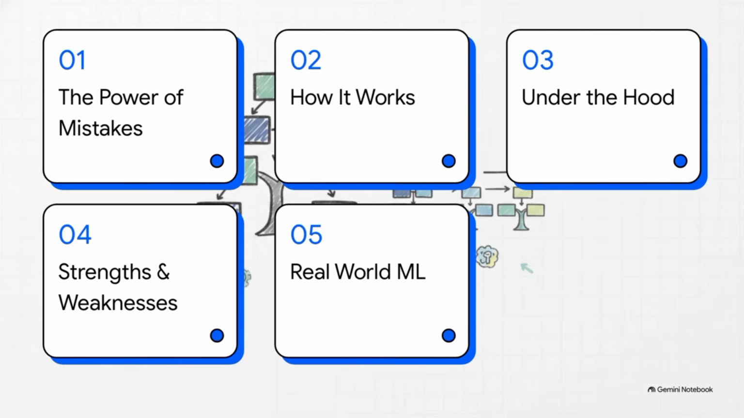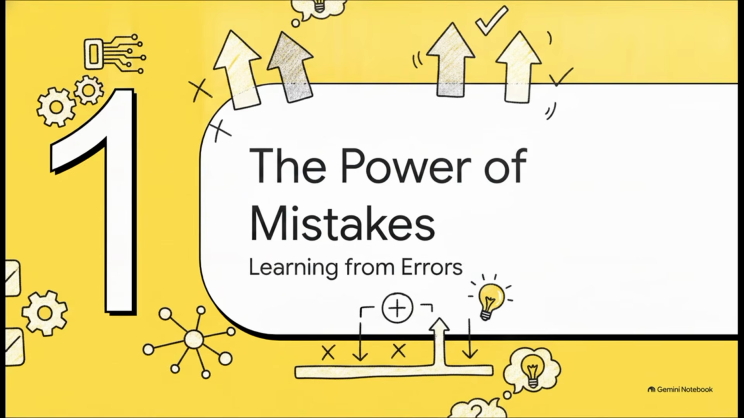Here's our roadmap for this explainer. We're looking at 1. The power of mistakes. 2. How gradient boosting works. 3. Looking under the hood. 4. Strengths and weaknesses. And 5. Real-world machine learning.